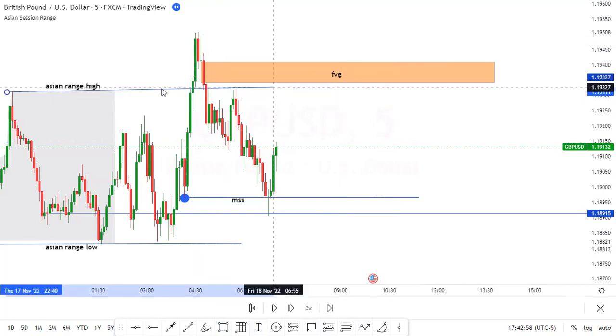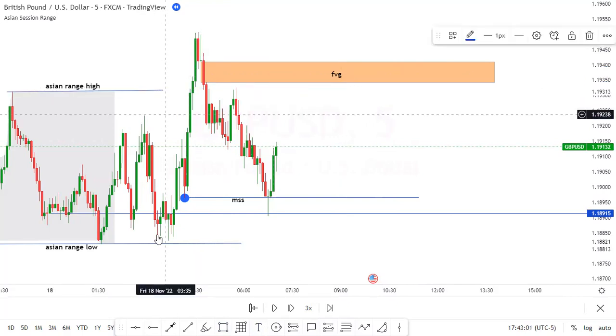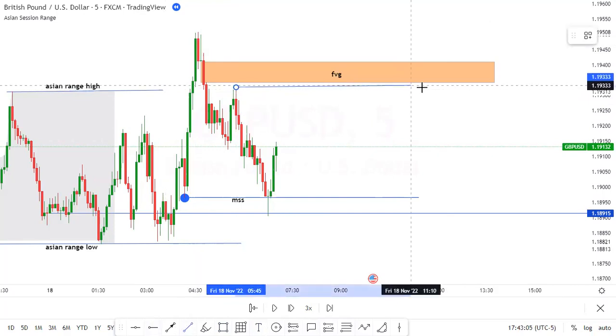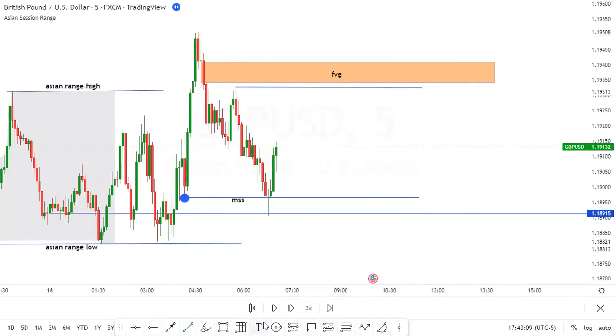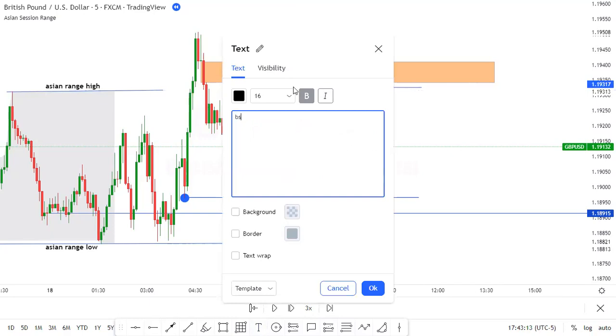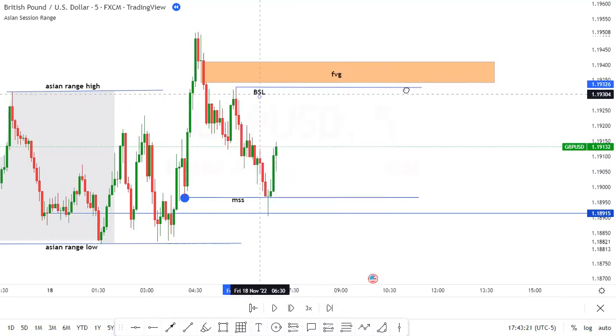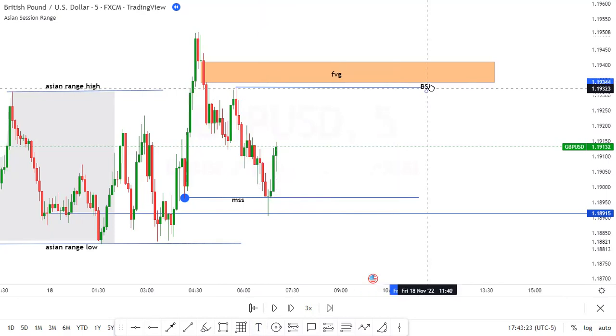And so if that's a fair value gap, now I can actually say this is what we call buy stop liquidity right here. So this is buy stop liquidity to me. I'm waiting to see the market sweeping this. So this is a buy stop liquidity right here. Buy stop liquidity, this one.